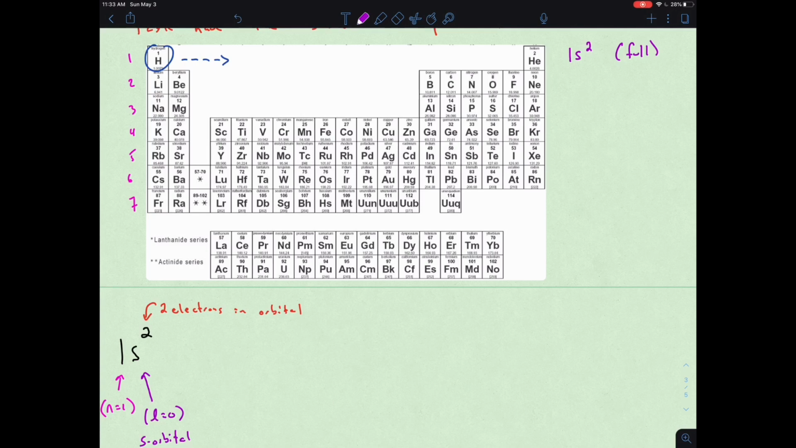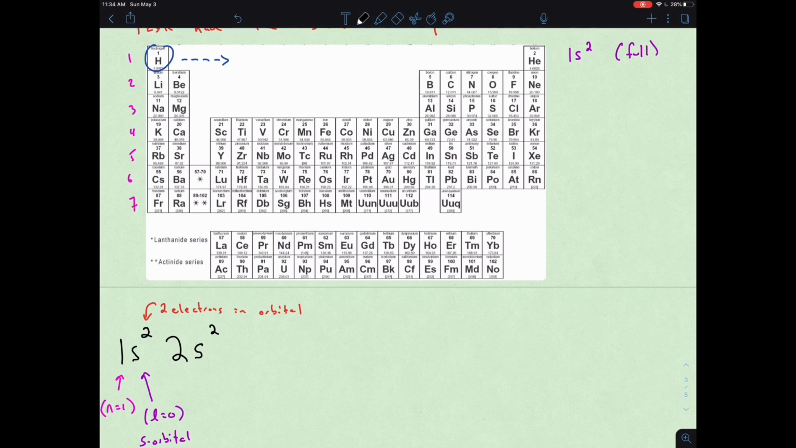And so we're full up to the 1s2 once we get to helium. We then go down to lithium. And when we get to lithium, notice that now we're in the second level. And to begin, we start with our 2s orbital. And we can put 2 electrons into that 2s orbital. And that basically takes us to beryllium. Beryllium has 4 electrons. 2 of those electrons are in the 1s. 2 electrons are in the 2s.